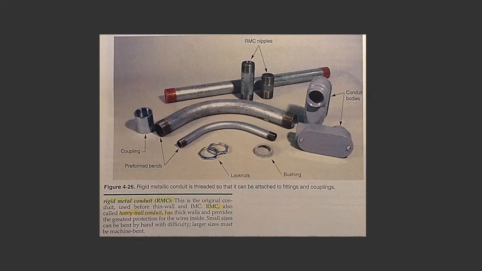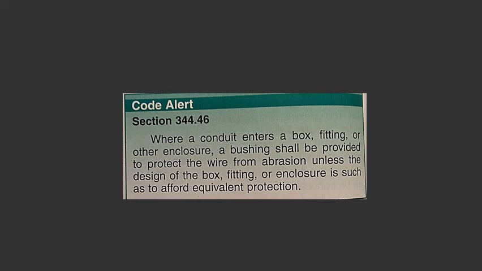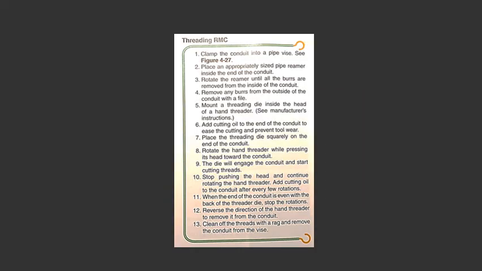Threading RMC. Number one step to threading RMC is to clamp the conduit into a pipe vise. See Figure 4-27. Place an appropriately sized pipe reamer inside of the end of the conduit. Rotate the reamer until all burrs are removed from the inside of the conduit. Remove all burrs from the outside of the conduit with a file. Mount a threading die inside of the head of a hand threader. See manufacturer's instruction.